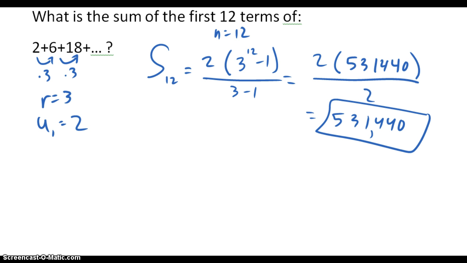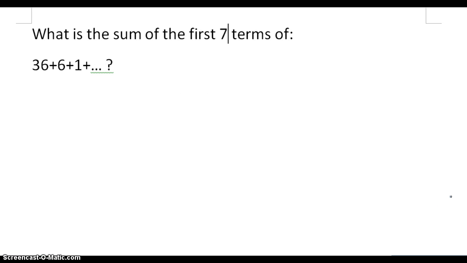Okay, and we're back. The sum of the first 12 terms of this geometric series, R is 3, u sub 1 is 2, n is 12. Plug it into the formula, you should get 531,440. So now, of course, in geometric series, a lot of times R is a fraction. That's what you'll see more often, and I know that that gives a lot of students trouble. I just want to show a quick example of that and have a practice of that.